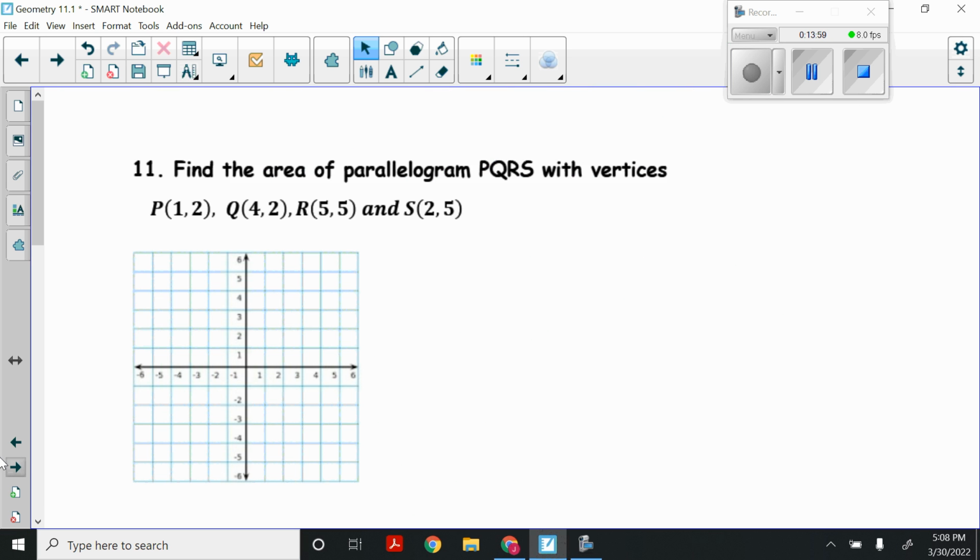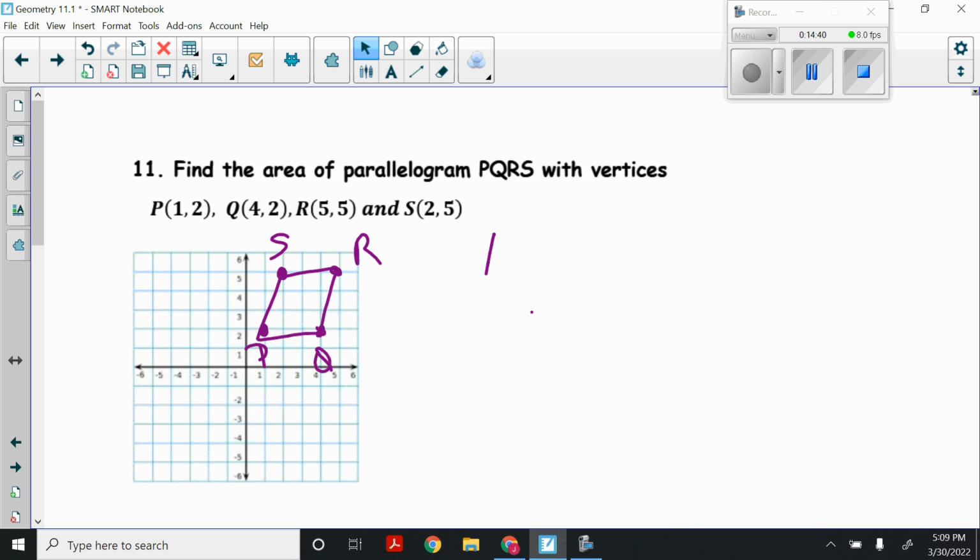All right. Number 11. Find the area of the parallelogram PQRS with these vertices. So in order to find my base and my height, the very first thing I need to do, I can either do distance formula or I can graph them. So we're going to go ahead and graph. So we're going to plot these 4 points. So 1, 2. That's P. 4, 2. That's Q. 5, 5 is R. And 2, 5 is S. So here is the parallelogram that we're looking at.